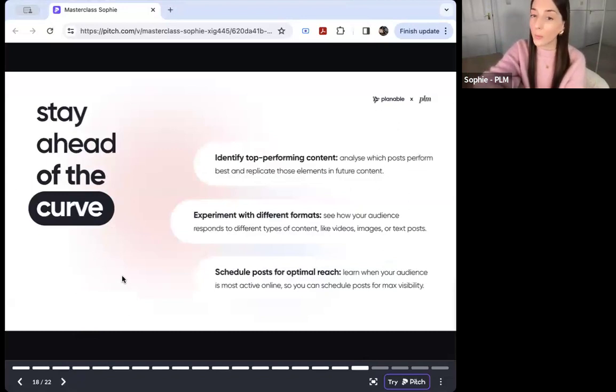And finally, it can help you stay ahead of the curve. So you can identify your top performing content, see what's working best, and replicate certain elements in the future. You can experiment. How many of us just do the same thing because we know it works, and we are terrified of trying something new because it might not? Me, because I still haven't joined TikTok, and it's been 2 years of saying that I will. But seeing how your audience responds to new and different things can help you identify, oh, this is a new route, I'm going to follow it.